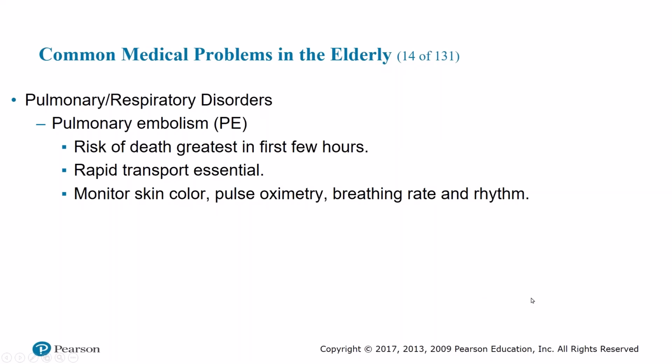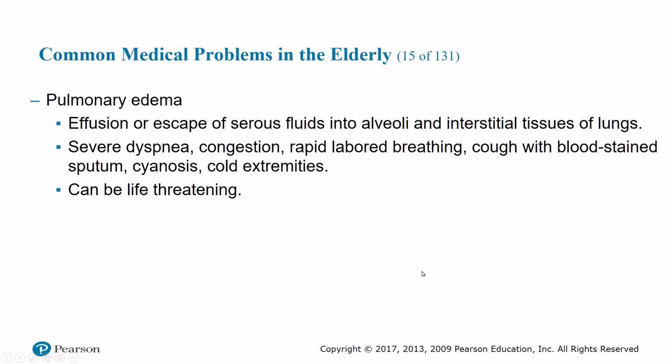Risk of death is greatest in the first few hours. Okay, getting them to where they need to be. But monitor skin color. Look at the extremities. Realize that an individual that has a DVT in their lower extremities, you always check the calf muscles. Do they have good pulses? Do they have good color? Are you sure the calf doesn't hurt? Pulse ox, capnography, as well as rate and rhythm for their breathing.